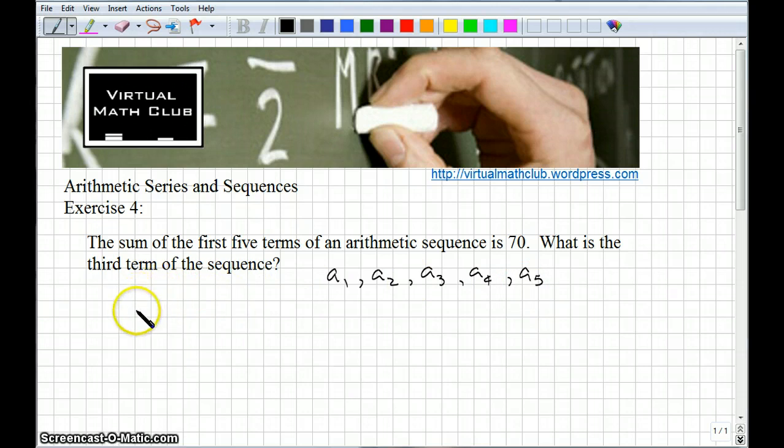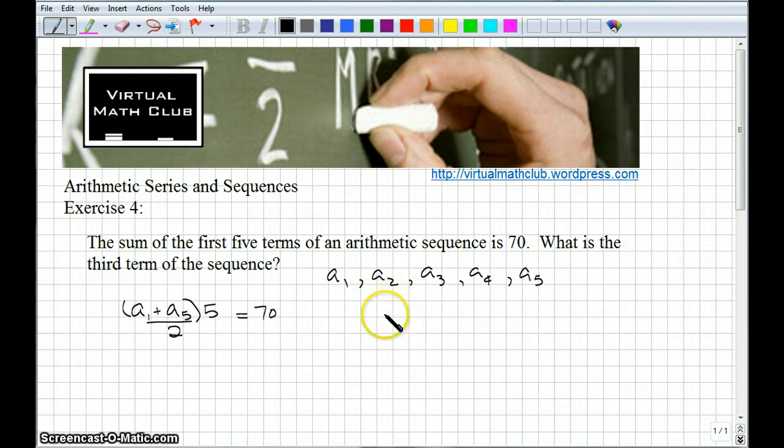So if we were to find the sum of this list of numbers, we can take the first number plus the last number, so A1 plus A5, right? And take that times the number of numbers. We know that. That's 5. And divide it by 2. And we would get 70, right? So we know that. What else do we know?